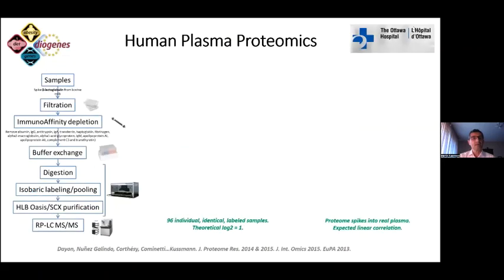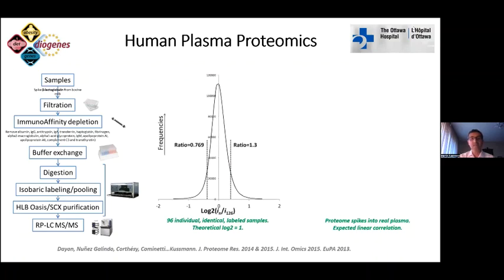Now, this is the practical platform and workflow we have applied. So you start with the samples, plasma samples. You filtrate them, you do multiplexed immunoaffinity depletion to get rid of the most abundant blood proteins. You do some buffer exchange, you apply tryptic digestion, and then you do what we call isobaric labeling. So you use chemical reagents that put tags onto the peptides, and then you separate this by chromatography and directly infuse it into mass spectrometry.